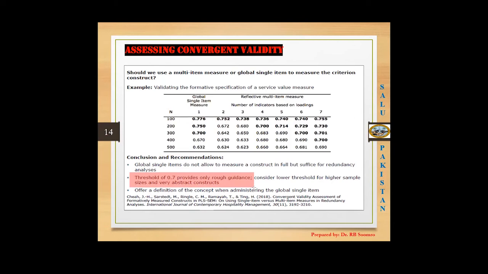This is a rough guidance because we are dealing with social science, and in social science most of the time we have rough guidance of rules of thumb. Now, if your sample size is increasing, then it is possible you can come down from this level of 0.7 to 0.6. It means that you may come down from 70% to 60% if your sample size is higher. For example, consider a lower threshold for a higher sample size and very abstract constraints, that means those constraints which are highly abstract. So in these two cases, you can reduce this threshold from 0.7 to 0.6.